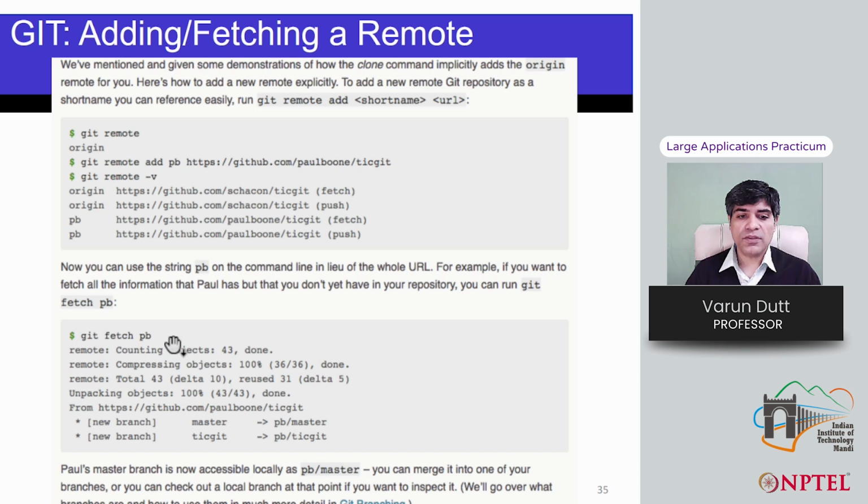Now if we say git fetch pb, we can fetch the pb repository, which is referring to this remote repository. And fetching basically means that it will check out the files from the remote repository and put them in your local repository, and it is ready to be merged and taken forward.